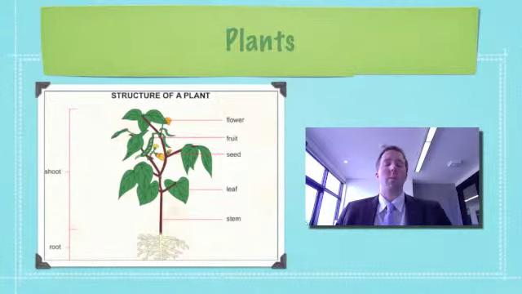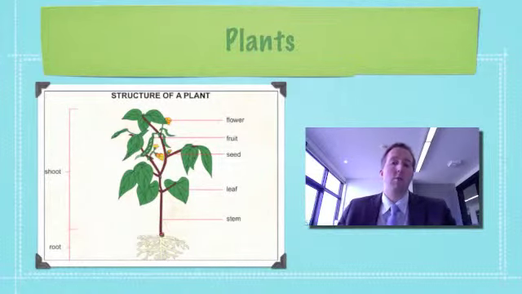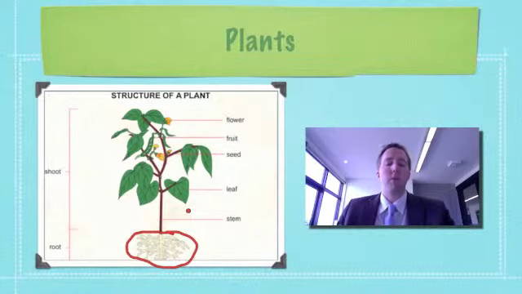So an important thing to do when talking about plants is to look at the structure of a plant. Plants are actually made up of quite a few different things. Down the bottom of a plant, plants have got roots. The roots are always in the ground, and the job of the roots is basically to get nutrients out of the soil and then send them up the stem of the plant. So roots get nutrients out of the soil and send them up to the rest of the plant.